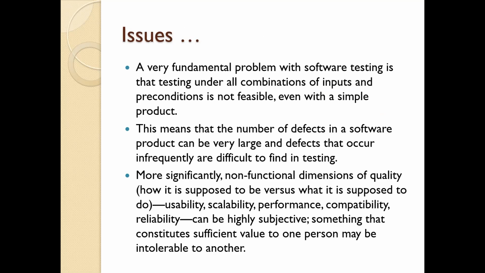So a very fundamental problem with software testing, and this is actually a problem you will have in your project, is that testing under all combinations of inputs and predictions is not feasible, even with a simple product. This means that the number of defects in a software product can be very large, and defects that occur infrequently are difficult to find in testing. In your project, there may just be one little error, and it might be very well hidden. Finding it is going to be challenging, and so that's what you have to think about. What are some strategies to find these?